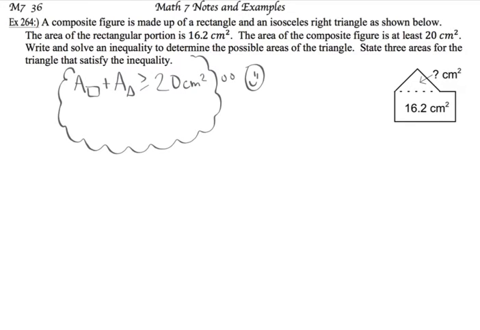First, we're going to have to do some thinking here. The area of the rectangle plus the area of the triangle has to be at least 20 square centimeters. Well, the area of the rectangle we know is 16.2 square centimeters. The area of the triangle is unknown, so we're going to create a variable for that. Let's use x to be the area of the triangle.